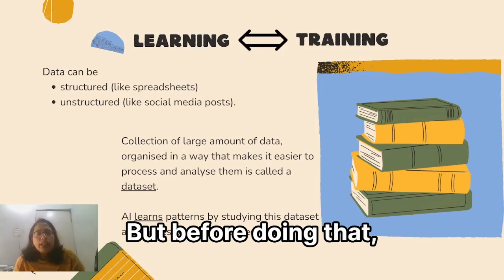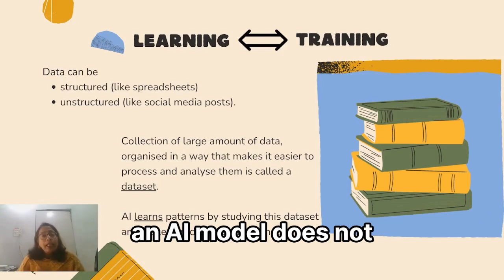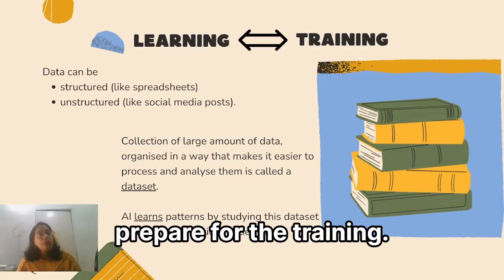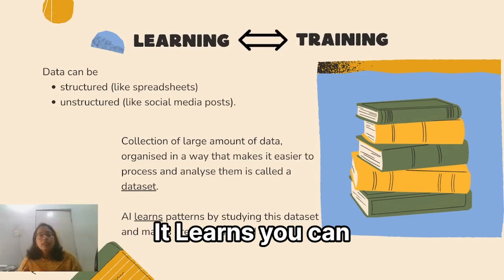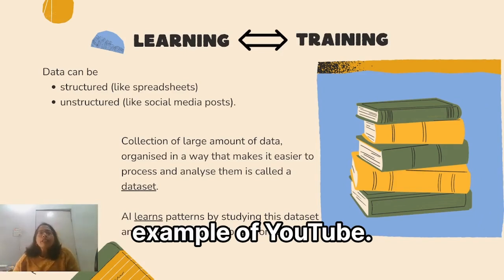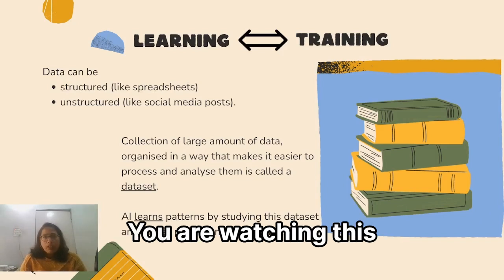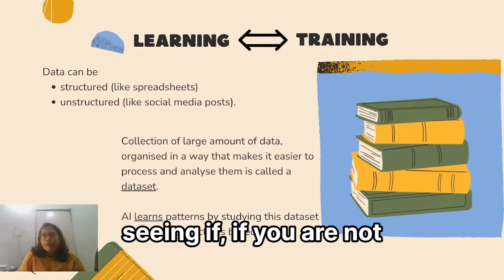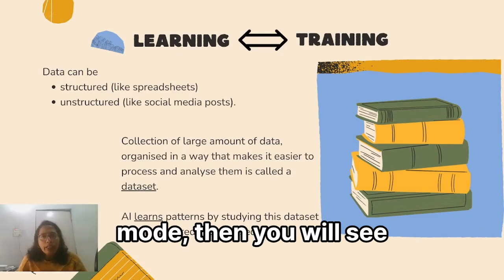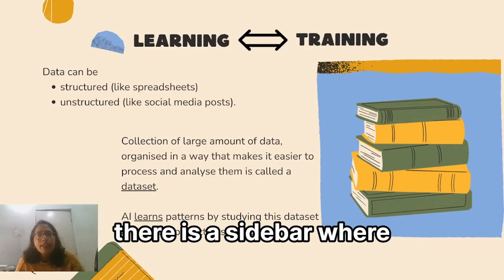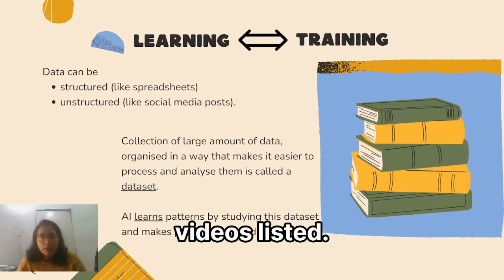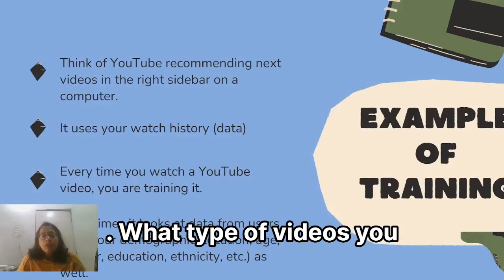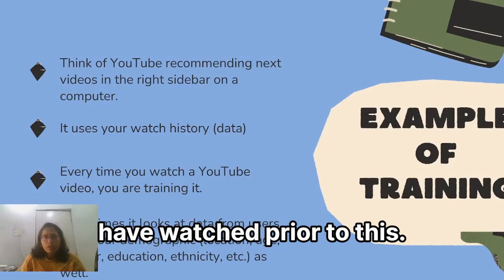But before doing that, I want to tell you that an AI model does not stop with learning from the data set that we prepare for training. It learns, you can say, on the job. Let me give you an example of YouTube. All of you watch YouTube. You are watching this video on YouTube right now, and if you are not watching it in full screen mode, then you will see that on the right hand side there is a sidebar where recommended videos are listed. How does YouTube do that? It uses your watch history. What type of videos you have watched prior to this.